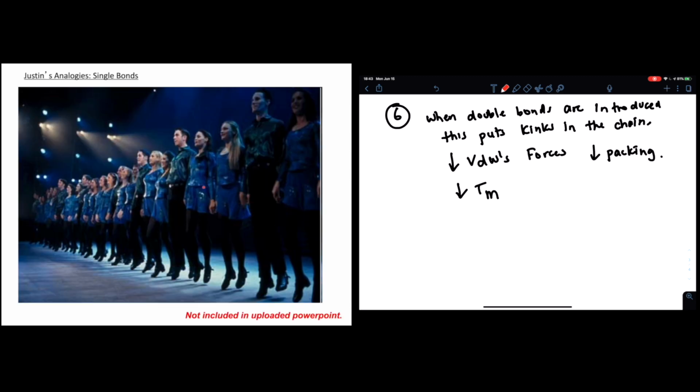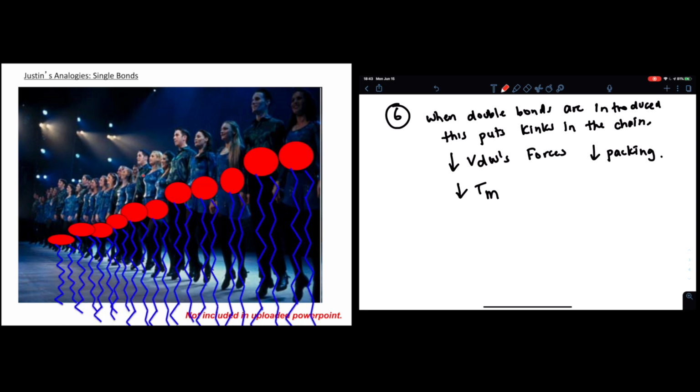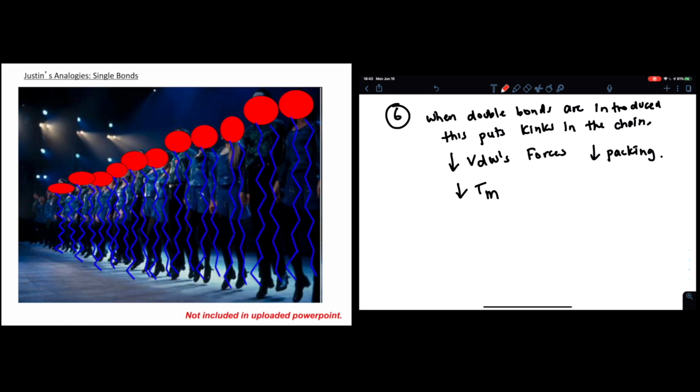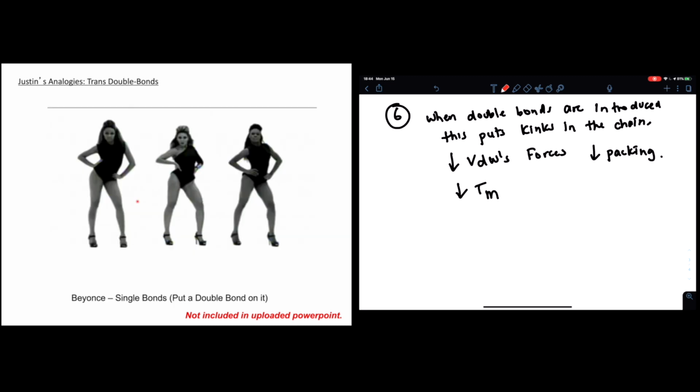So my analogy to this is a lot like Riverdance, right? When you have Riverdance, you have all these dancers lined up next to each other. They're not social distancing right now, but this is pre-COVID, right? They're all dancing next to each other, and then all the saturated fatty acids are packed closely together, and this is going to create a lot of van der Waals forces in between each one of them, right? So they're going to have a high melting temperature.